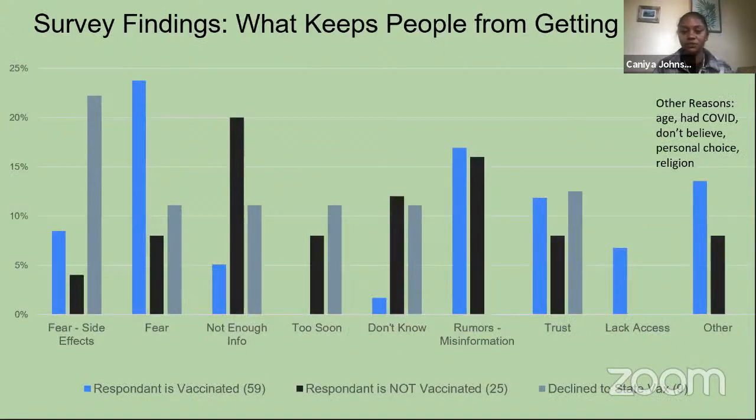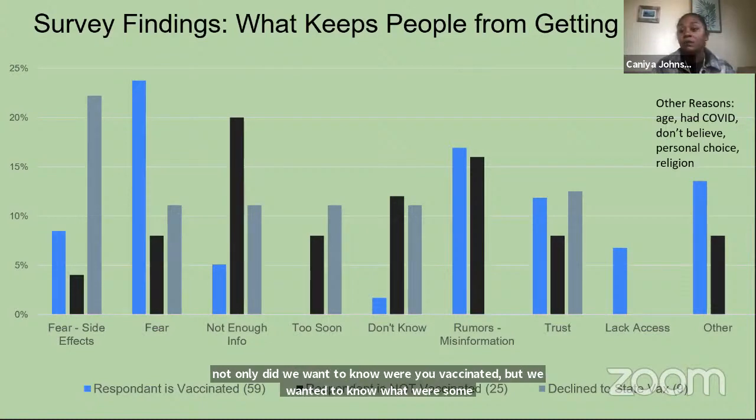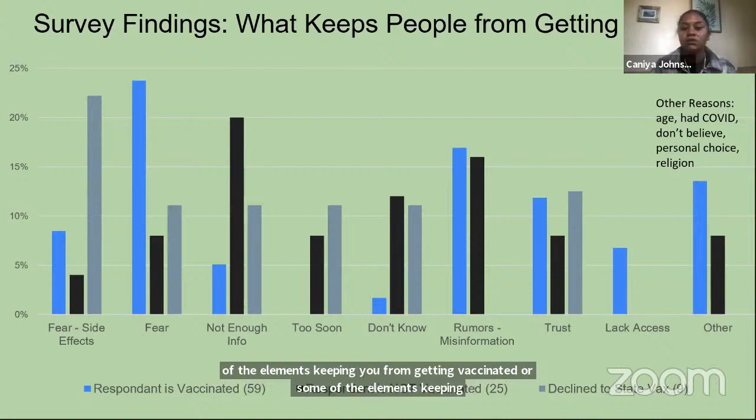So this question was very important. It went with the vaccination question. So not only did we want to know were you vaccinated, but we wanted to know what were some of the elements keeping you from getting vaccinated, or some of the elements keeping your friends from getting vaccinated. I know myself, I'm vaccinated, but a lot of my friends aren't. So we found that a lot of people are afraid. That was like one of the top ones.